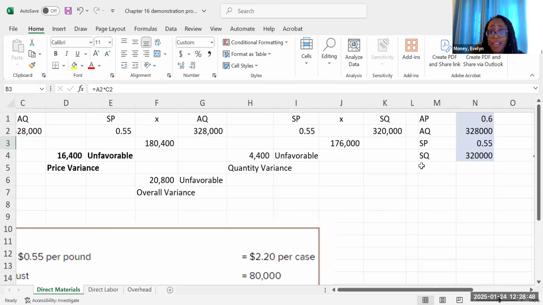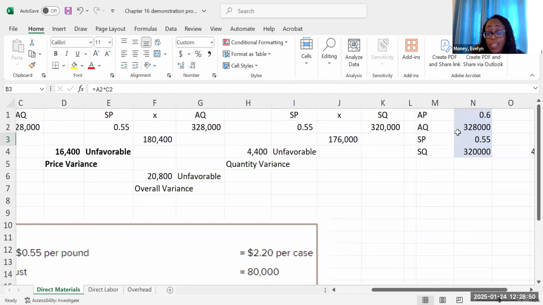Now let's look at the quantity variance. We said we wanted to use 320. We used 328. So I have my number already here. I already multiplied 55 cents times 328, but now I need my standard, 55 cents times 320. And then we take the difference between those two numbers and we get 4,400.